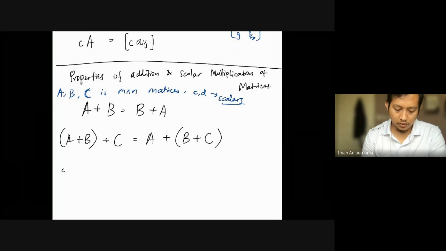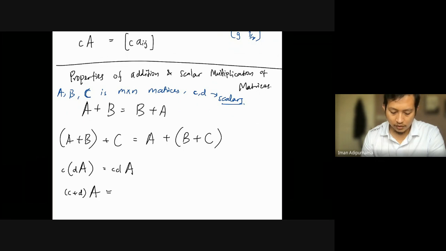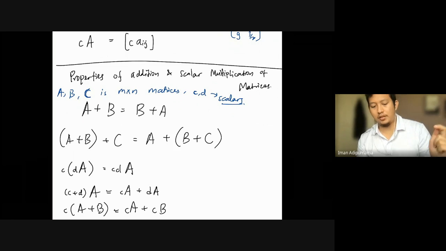If you have small c, small d, and A, this will be multiplied the same as d, c, and A. But if we have c plus d, the scalar, and then A, this means that we can also separate the A into this, and this will have another scalar c. We can also put A and B into separate fractions.